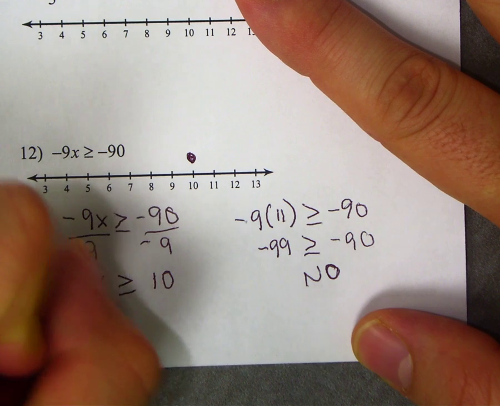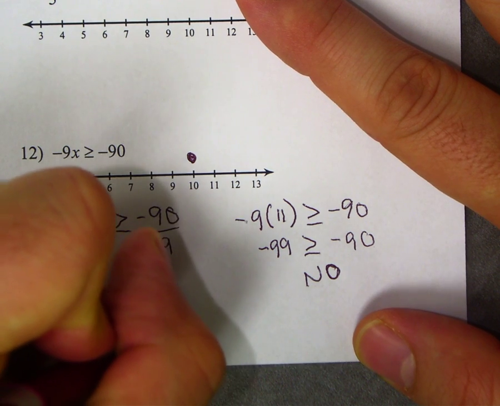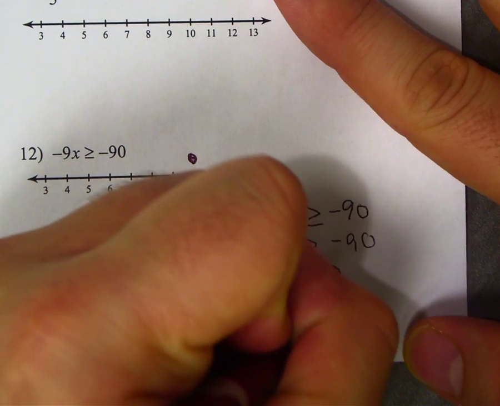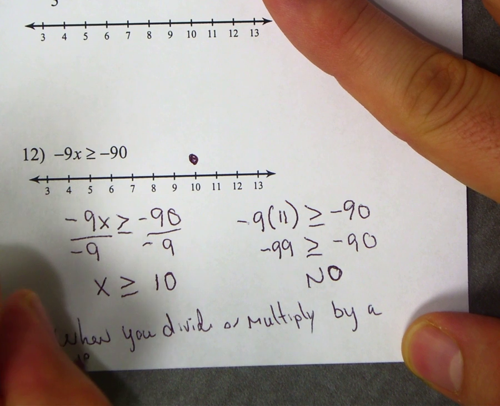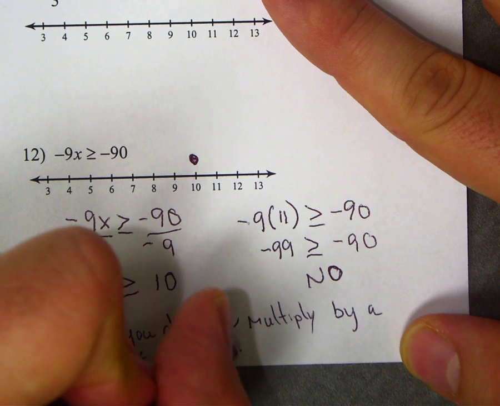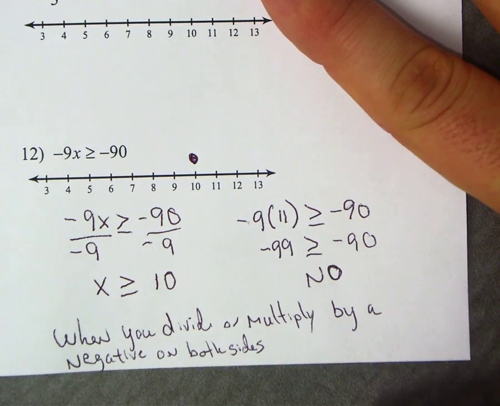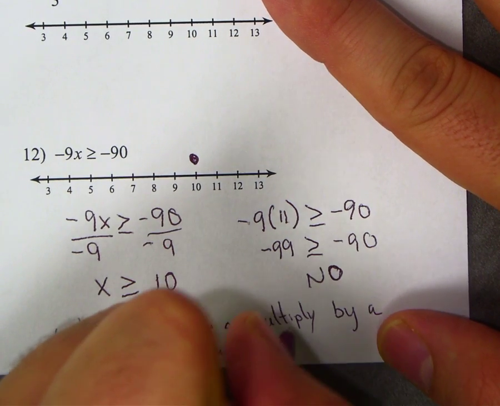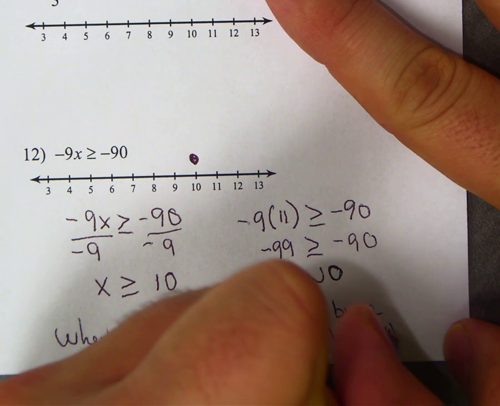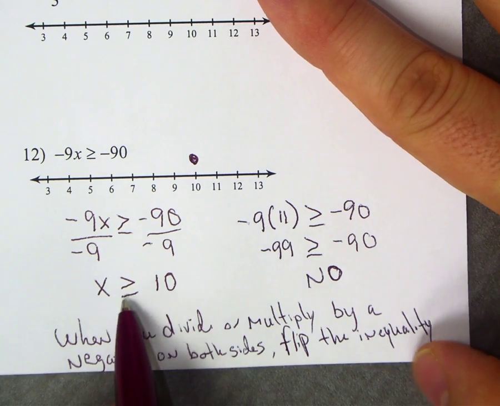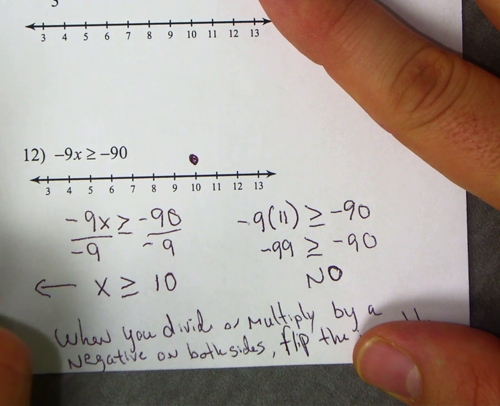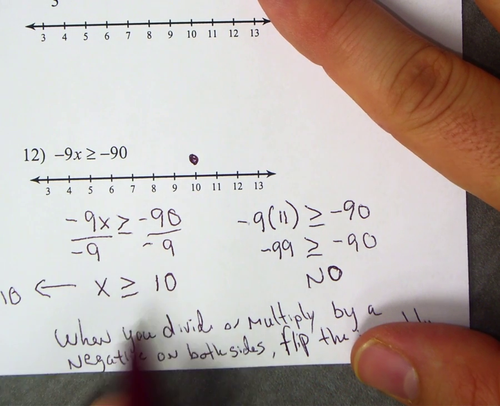When you divide or multiply by a negative on both sides, flip the inequality sign. So in other words, this right here becomes x is less than or equal to 10. Less than or equal to 10.